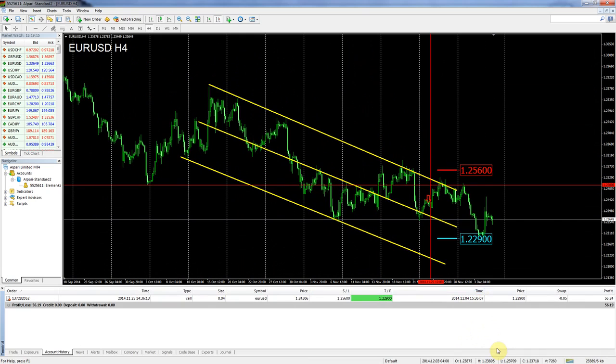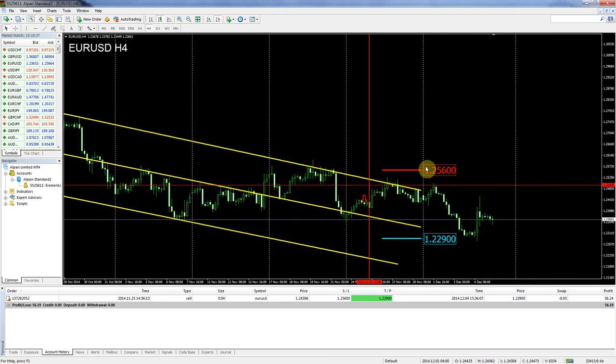So let's look at how everything progressed. As you can see here, I've marked the time when we entered the trade with a vertical red line, and that was on the 25th of November 2014 at around 12 p.m. server time, and we entered a sell order. So what happened after that, I'll just zoom in a little bit. Our stop loss was set over there, our take profit was set here.